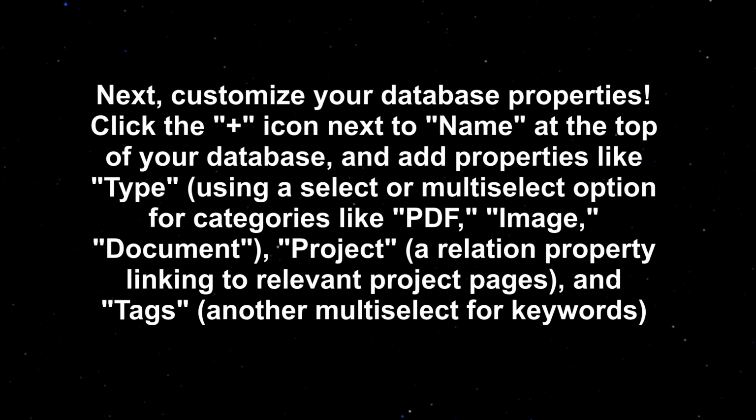Next, customize your database properties. Click the plus icon next to Name at the top of your database, and add properties like Type, using a select or multi-select option for categories like PDF, image, document, project, or a relation property linking to relevant project pages, and Tags, another multi-select for keywords.